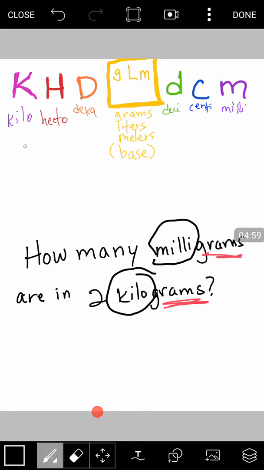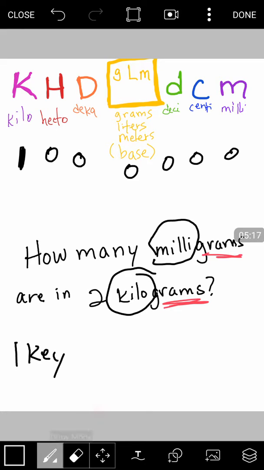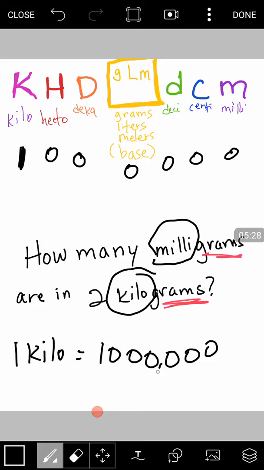If I just put a 1 here in the kilo spot, 1 kilo, how many milligrams would that be? We're going to put zeros in every spot all the way to milli. That's how many millis you need. 1 kilo equals 1,000,000, 1 million milli.